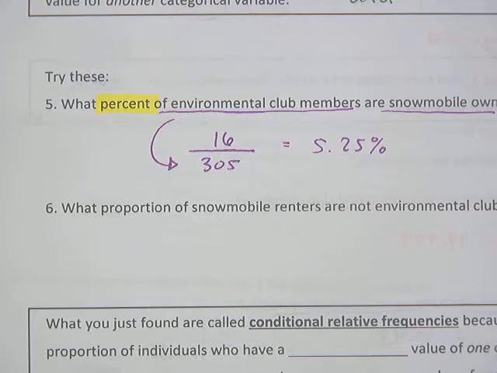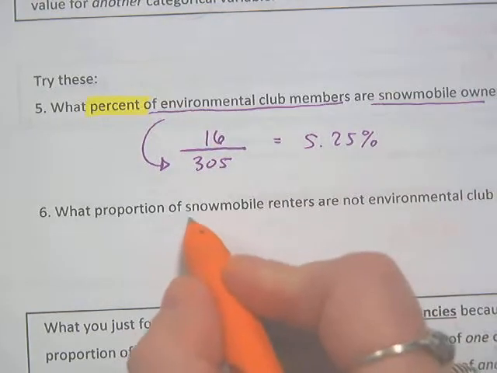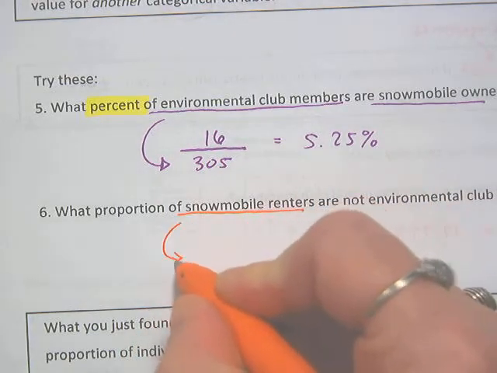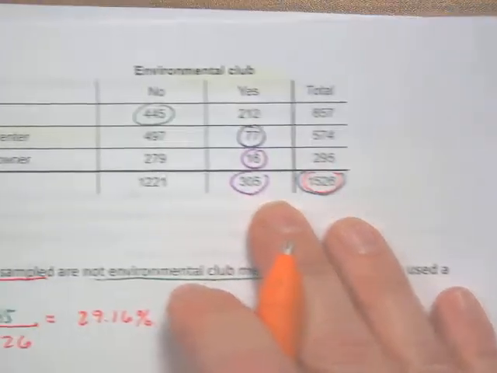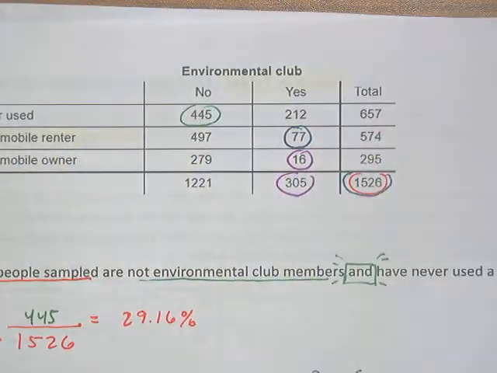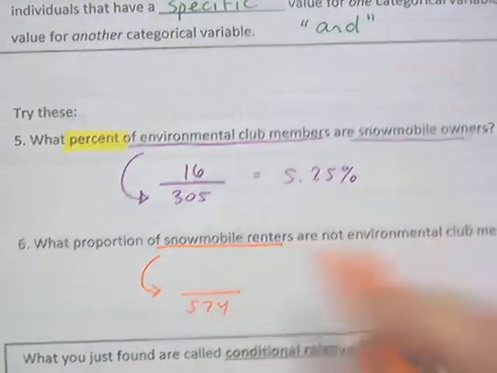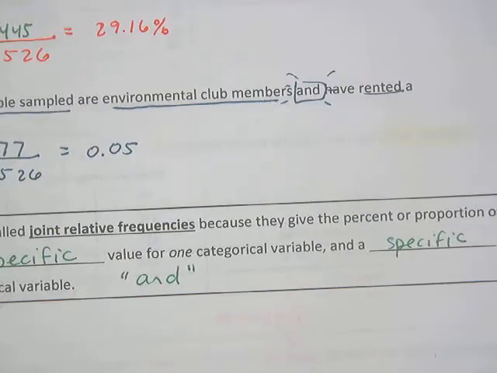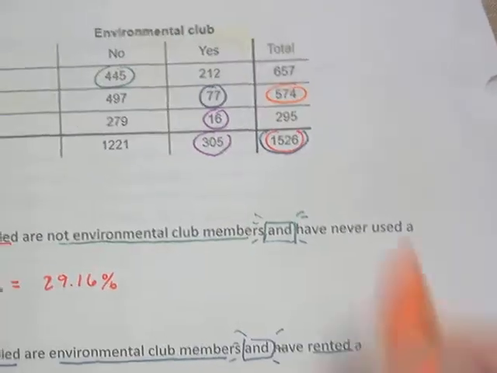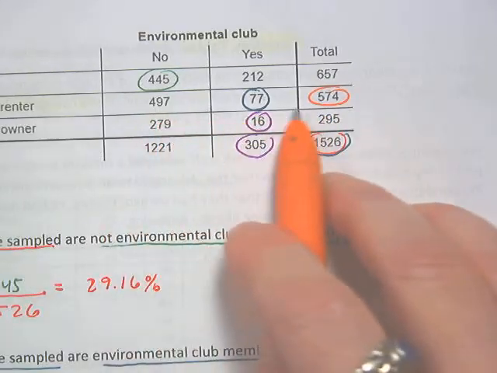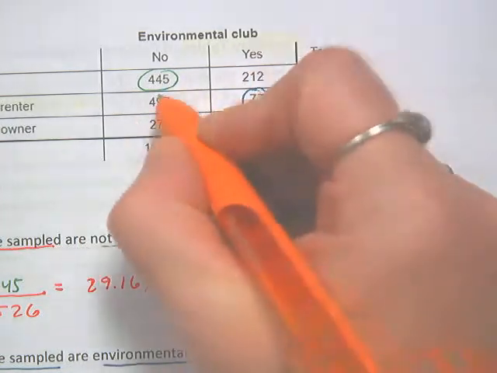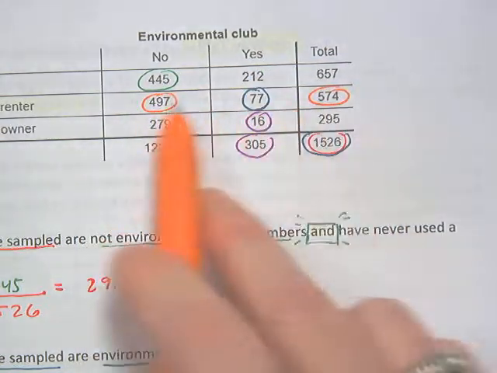I know a lot of you don't even need me to show you how to do these because you're smart that way. I'll use orange. Of snowmobile renters, so snowmobile renters, that would be, how many total people are snowmobile renters? 574, that's the denominator. Said no, they're not an environmental club member. So we're looking at this row. They're not environmental club members. These numbers come from the same row.